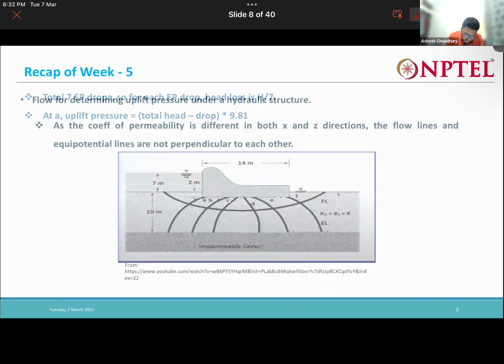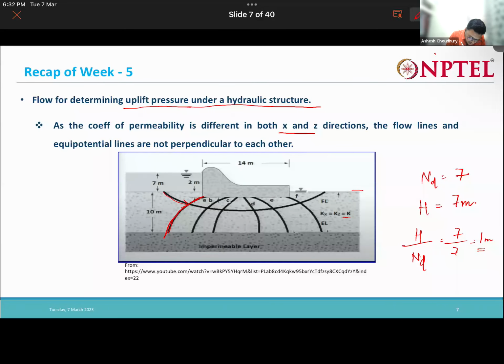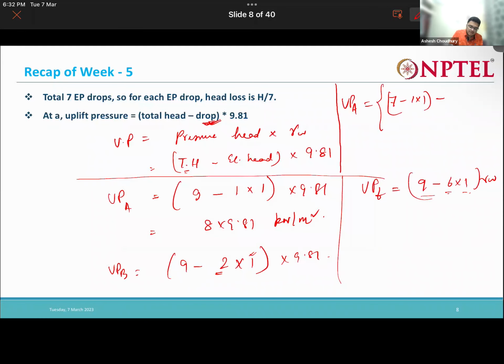So what is my elevation head? If I am considering this as datum, this point A is actually below that datum. So my elevation head will be what? -2, right? So immediately I am getting 7 minus 1 plus 2 into gamma W. The same only. So 8 into gamma W. Right, so this is how it's coming.